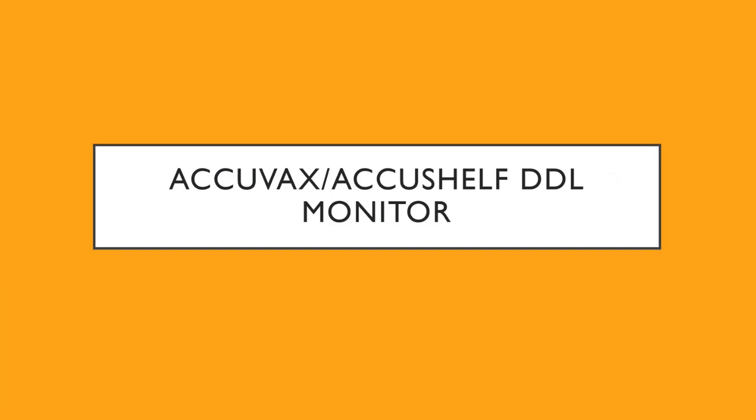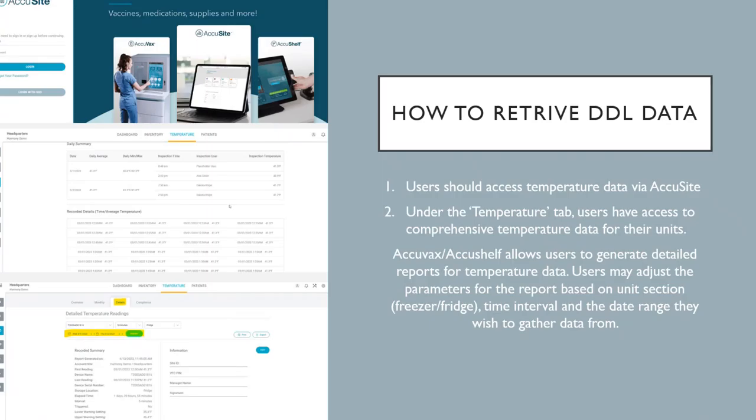One of the other big temperature monitoring systems that the Hawaii VFC providers use is AccuVax or AccuShelf. Next slide, please. So, how to retrieve your data from your AccuVax or AccuShelf system. Users have access to AccuSite, which is the online portal. You're going to go ahead and log in under the temperature tab. Users are able to access the comprehensive temperature data for each unit.